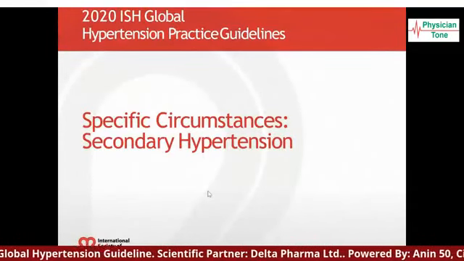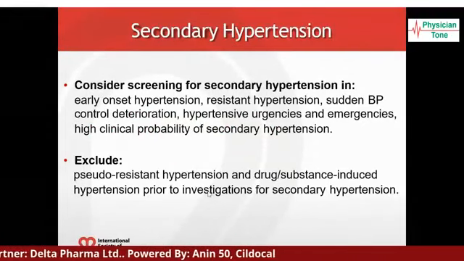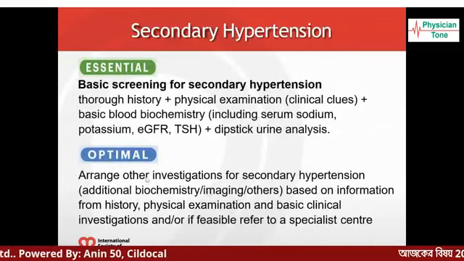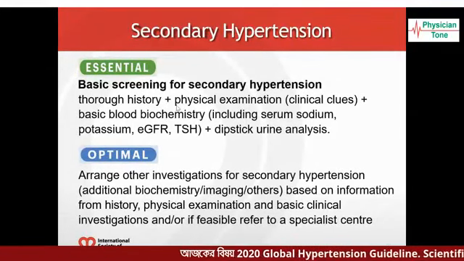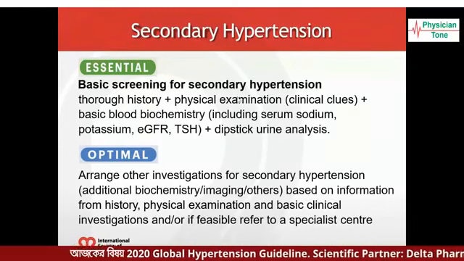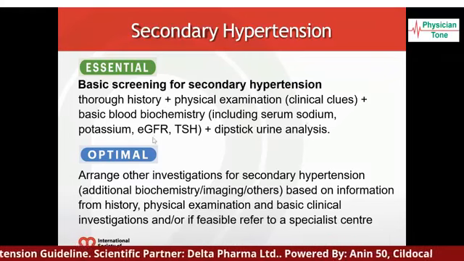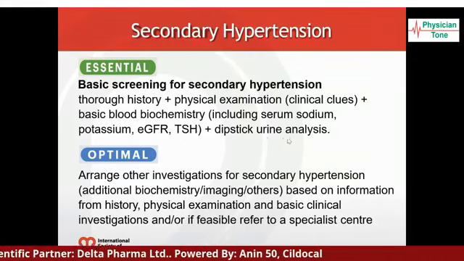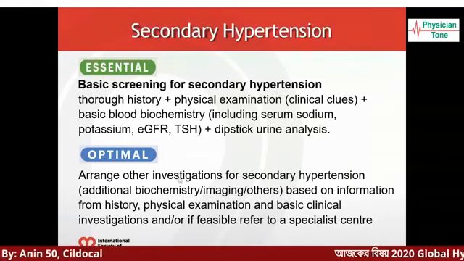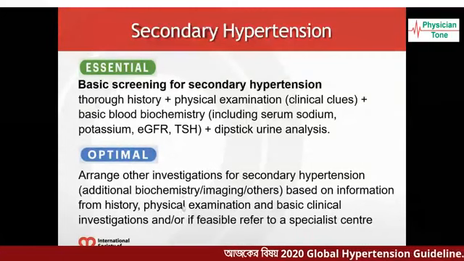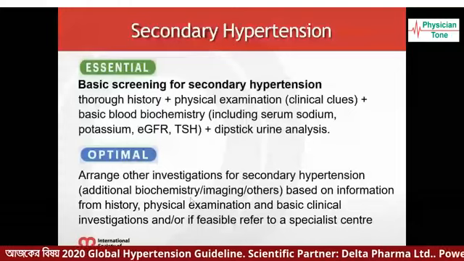Specific circumstances of secondary hypertension: we should be concerned about secondary hypertension. So when we suspect secondary hypertension, we have to do some investigation. Before investigation we take history and examination, then basic blood biochemistry including serum electrolytes, eGFR, thyroid function test, and also look for proteinuria. This is essential. And optimal care means we have to look for all biochemistry regarding the diagnosis of target organ damage also.